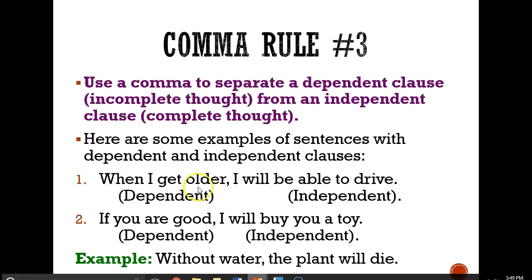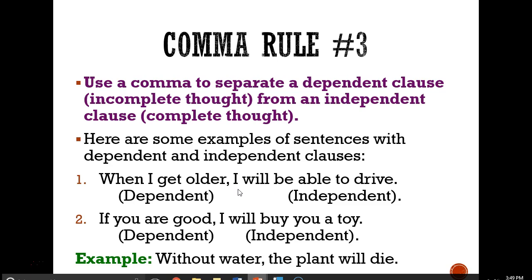The phrase, when I get older, cannot stand on its own. There is no verb there. So it is dependent on the sentence, I will be able to drive. So you can take that part out, and the sentence would still make sense because the part that's left over is the independent clause. So you would have a comma separating the 2. And the same goes for the second example. If you are good, I will buy you a toy. If you are good is dependent on I will buy you a toy.